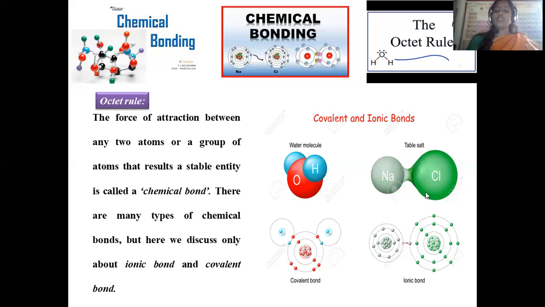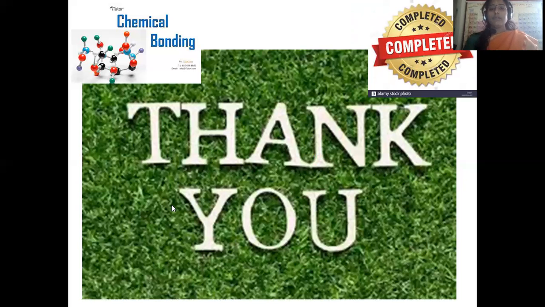Again, in both cases, after sharing or transferring, they are attaining octet. That is the importance of the octet rule. By this, we completed the session where we discussed Kossel and Lewis theory, and in addition, the octet rule is also completed. All these are part of chemical bonding.